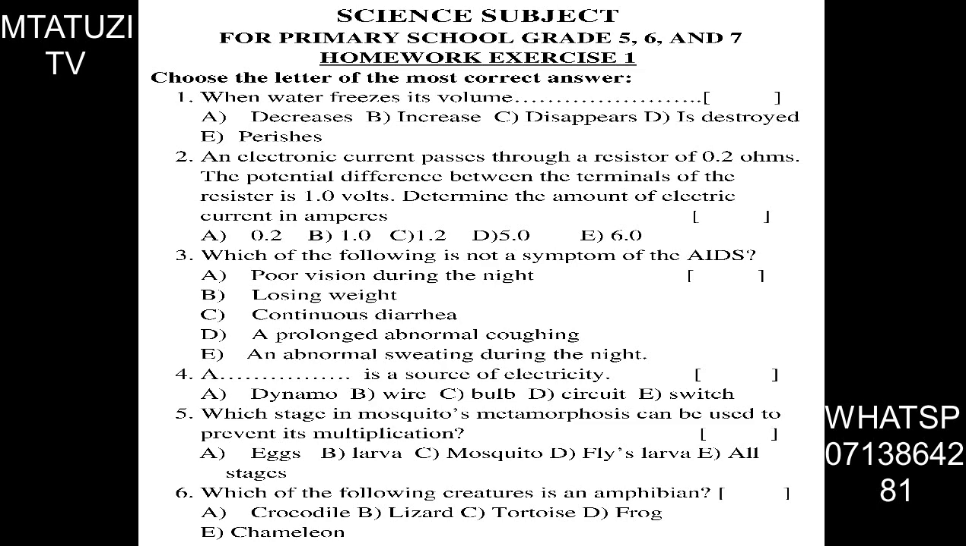Question number 6: which of the following creatures is an amphibian? The alternatives given: A, crocodile; B, lizard; C, tortoise; D, frog; E, chameleon. You have to choose the creature which is in the group of amphibians. Which one of these alternatives belongs to the group of amphibians?